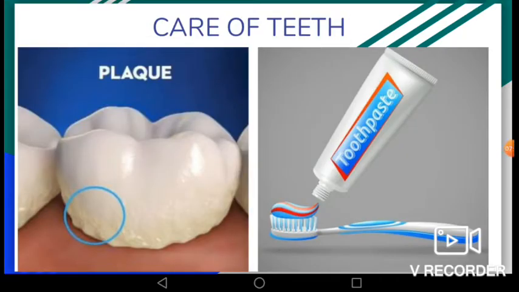As teeth are very important, we should take care of our teeth. Proper care of teeth is very important. When we eat, tiny bits of food get stuck in spaces between our teeth. We need to clean them out. Otherwise, germs can grow there.